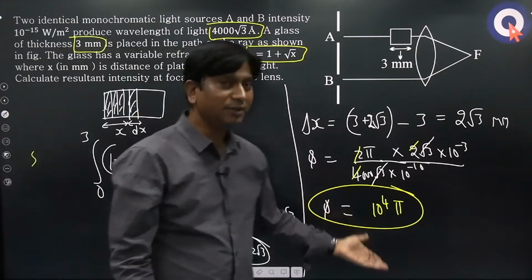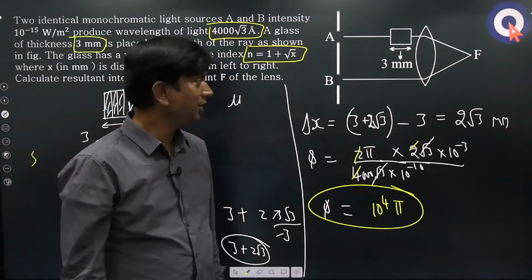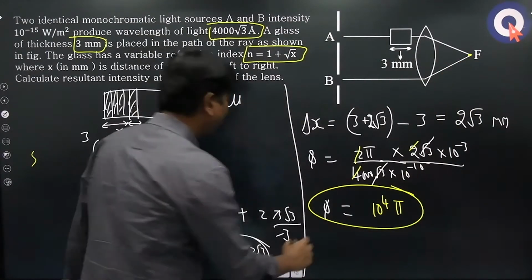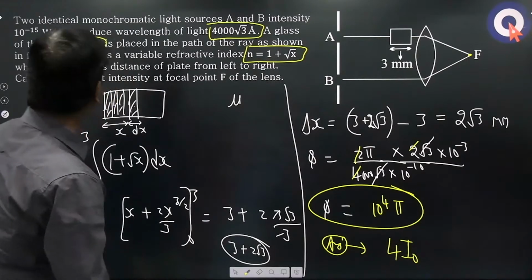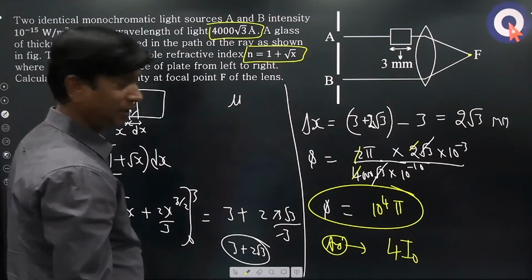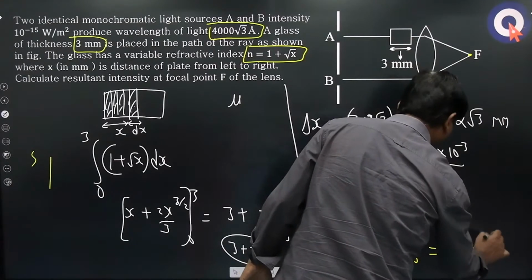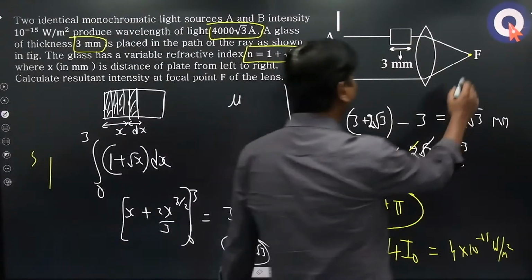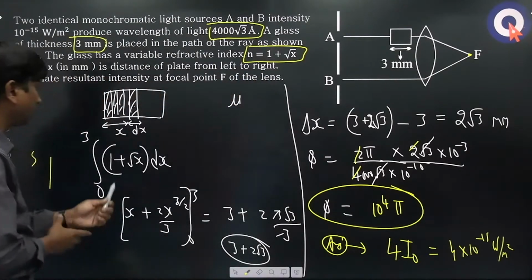So 10 power 4 into pi is nicely an even multiple of pi, so a multiple of 2 pi. Once it is a multiple of 2 pi, you are definitely going to get a maxima. Maxima means you will get 4 I naught, where I naught is the individual intensity, individually 10 power minus 15. So 4 times of that, 4 into 10 power minus 15 watt per square meter. So you get a maxima only, because the phase difference is 10 to the power 4 times pi.